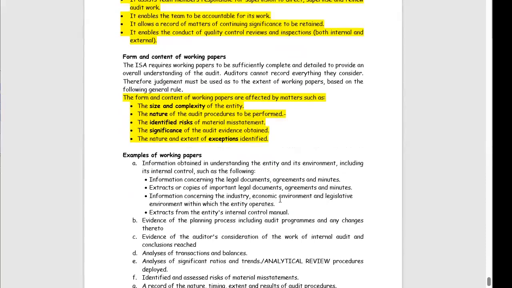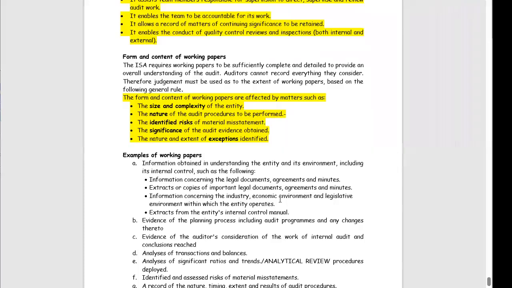Our next important area is on the form and the content of the working papers. So the standard also provides the requirements or the factors to be considered of the matters that affect the form and the content of the working papers. So the ISA requires working papers to be sufficiently complete and detailed to provide an overall understanding of the audit. Auditors cannot record everything they consider. Therefore, judgment must be used as to the extent of working papers based on the following general rule.